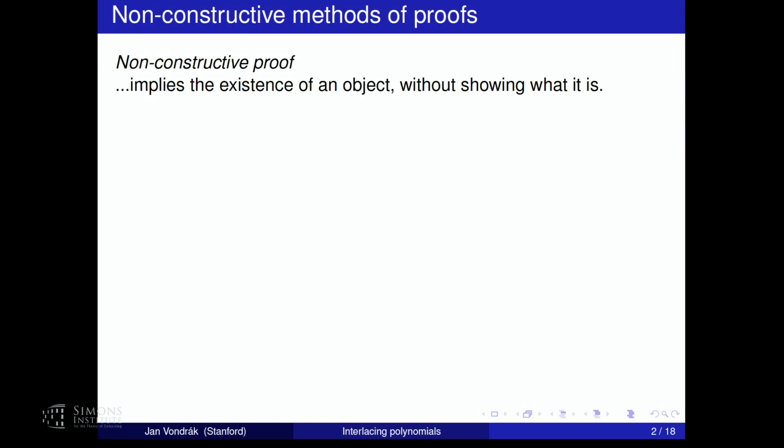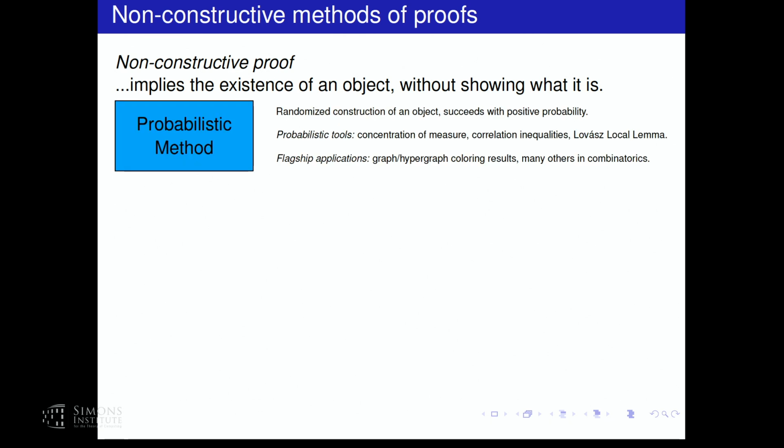We're going to talk about certain ways to prove the existence of some objects, which don't really tell you what exactly the object is. And these are the proofs that we call non-constructive or non-algorithmic. And let me do a very quick high-level overview of the kinds of methods that we know in combinatorics, which are of this form. They can be broadly categorized as follows.